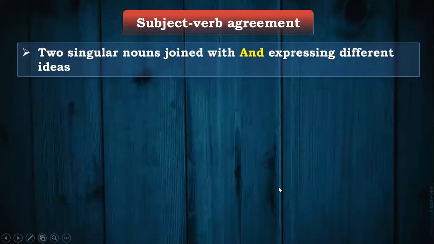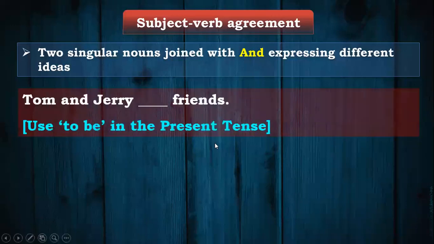So here we go. Let's start with our first thing. What if we have two nouns used, but they convey different ideas or different personalities or different factors? For example, "Tom and Jerry dash friends." Now, in this case, do you think Tom and Jerry are a single unit or two different ones? They are two different personalities. Hence, we consider them as plural forms.